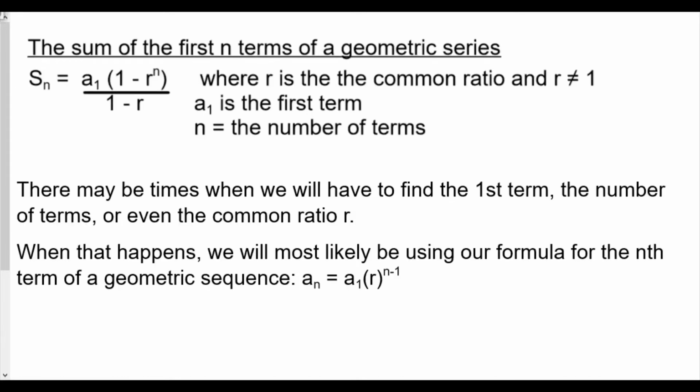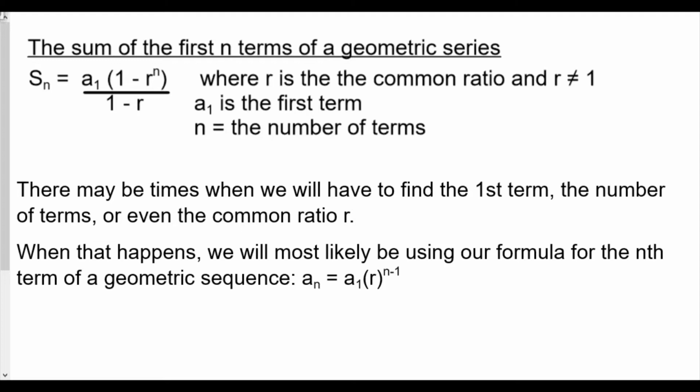The sum of the first n terms of a geometric series is S of n, where n is the number of terms, equals a1 times (1 minus r raised to the n power), all divided by 1 minus r. r is the common ratio, and r cannot equal 1. a1 is the first term, and n is the number of terms in this geometric series. Remember, a geometric series really is the sum of a sequence in this case. So when we talk about sums, we're talking about series.